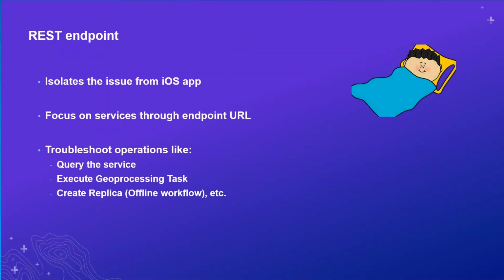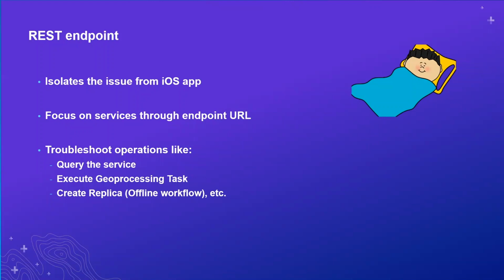Many times when we are accessing resources from the server, we can see that resources like feature services, map services, or any operational services are not rendering properly, or we are not getting results after querying those services. If this issue is associated neither with the client nor with the network, we should troubleshoot it on the REST endpoint. As we discussed, the issue is related to the server. So by troubleshooting on the REST endpoint, we isolate the whole issue from our main iOS application.